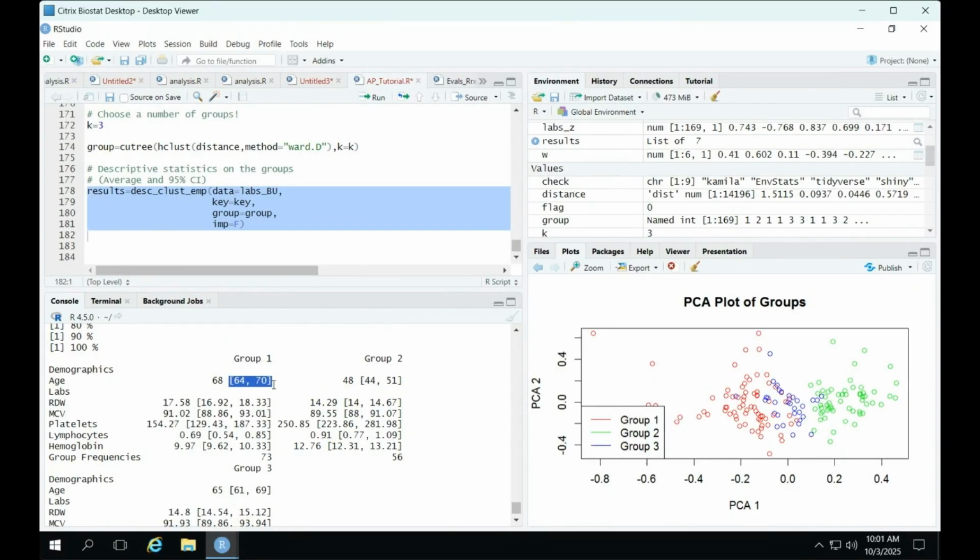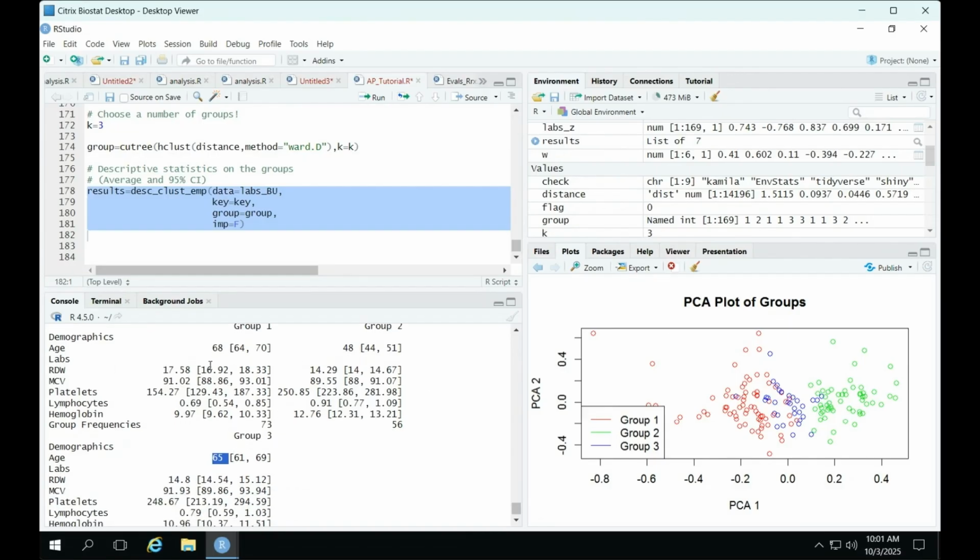In other words, how precise is the average for the different groups? So here we have a group that's a 68 on average, a group that's 48 on average, and a group that's 65 on average. Looks like group one is older and group three is older. Group two is a bit younger. We can also talk about these labs.